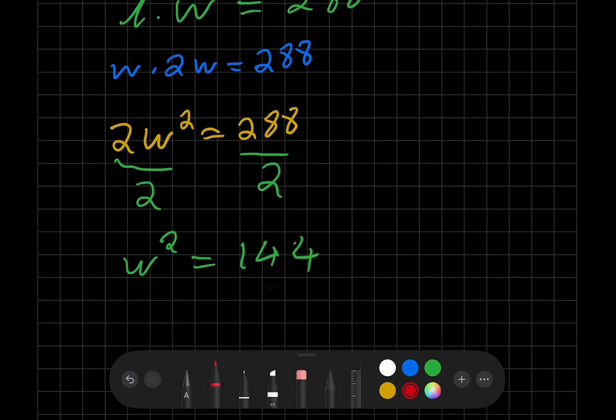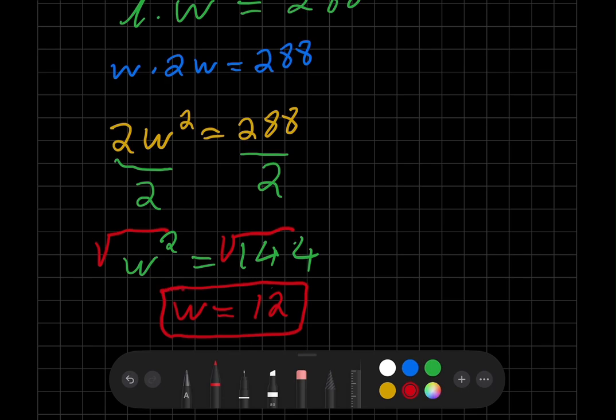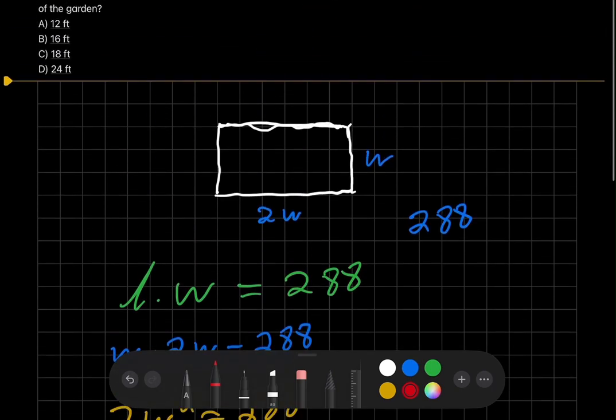And to undo that square, we square root, and we're left with the length of the width, right? So we know the width is 12 feet long. But remember, we're looking for the length. So twice the length of the width is 24. So that would be our answer.